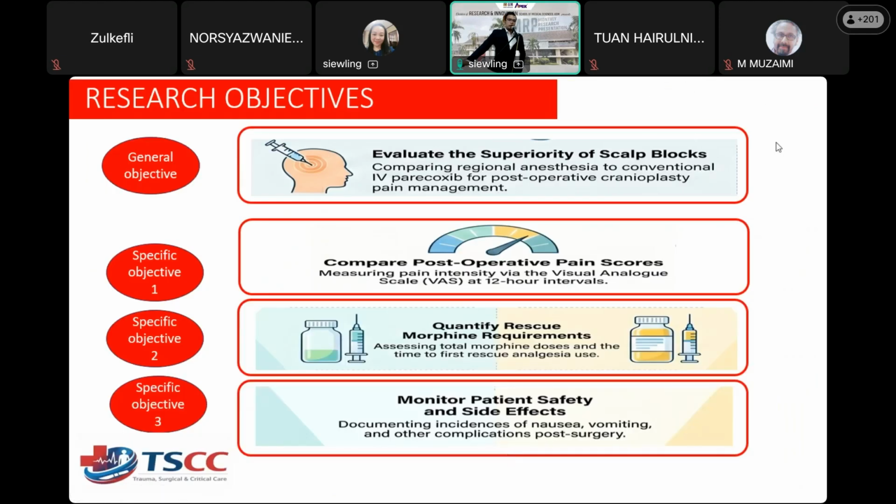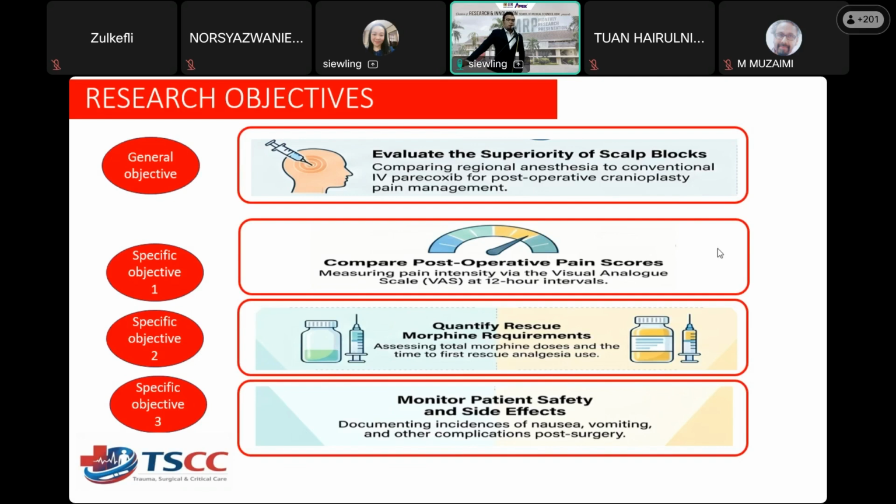For the general objective, we want to compare between the scalp block versus conventional intravenous Parecoxib in terms of the effectiveness towards postoperative cranioplasty pain management. The specific objective number one, of course, is to compare the postoperative pain score, where we actually measure the visual analog score during the first 12 hours. It is measured at 1, 2, 4, 6 and 12 hours post-operatively, to see the pain score of the patients.